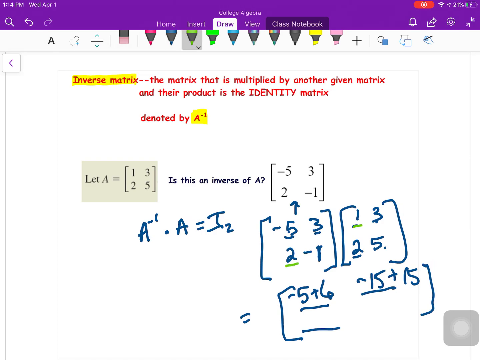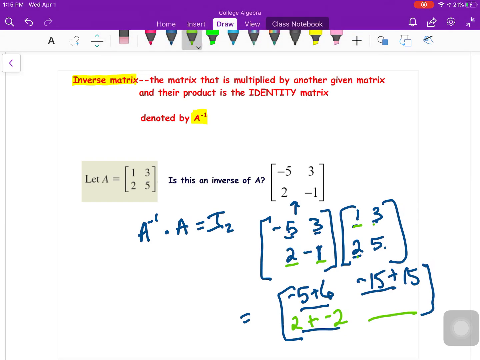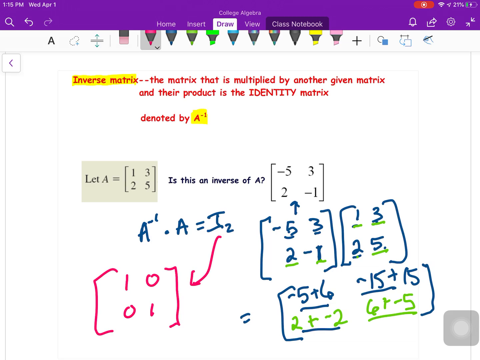Two times negative 1 is negative 2, plus negative 1 times 2 is negative 2. 2 times 3 is 6, plus negative 1 times 5 is negative 5. So that gives me my result of 1, 0, 0, 1. So it is the identity. So this is A inverse.